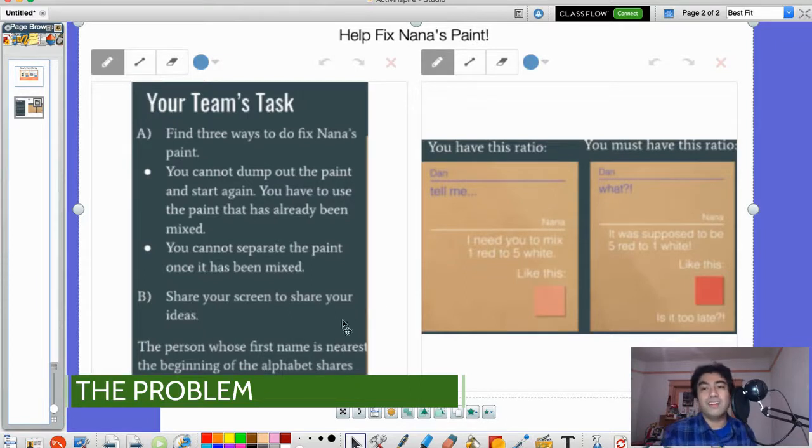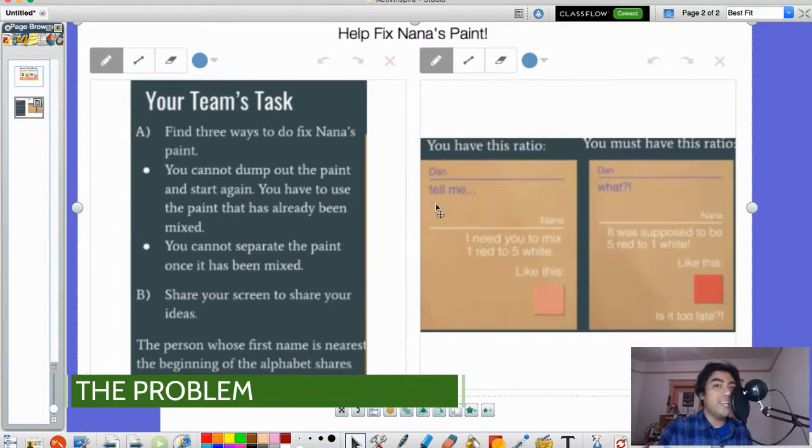All right, so here's the problem. Nana said at first, I need you to mix 1 red to 5 white. So that's what Dan did. But then Nana said, oh, that's wrong. I'm sorry. It was supposed to be 5 red to 1 white. Okay, so now our job is to fix this paint to make it look like that.